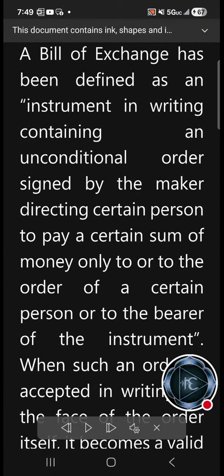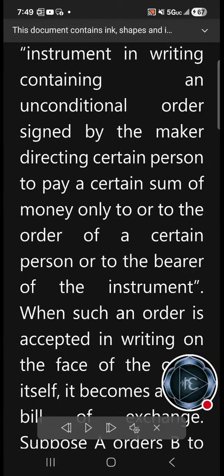The following are examples of foreign bills. A bill drawn in India on a person resident outside India and made payable outside India. A bill drawn outside India on a person resident outside India. A bill drawn outside India and made payable in India. A bill drawn outside India and made payable outside India.